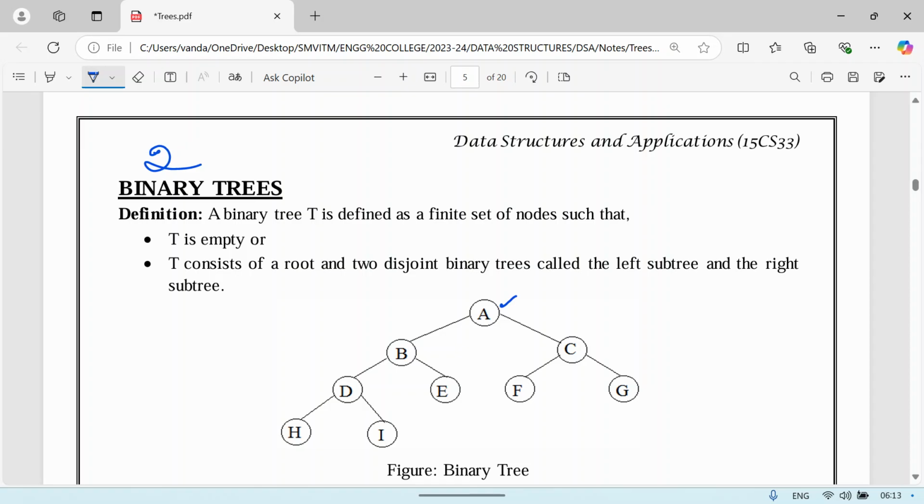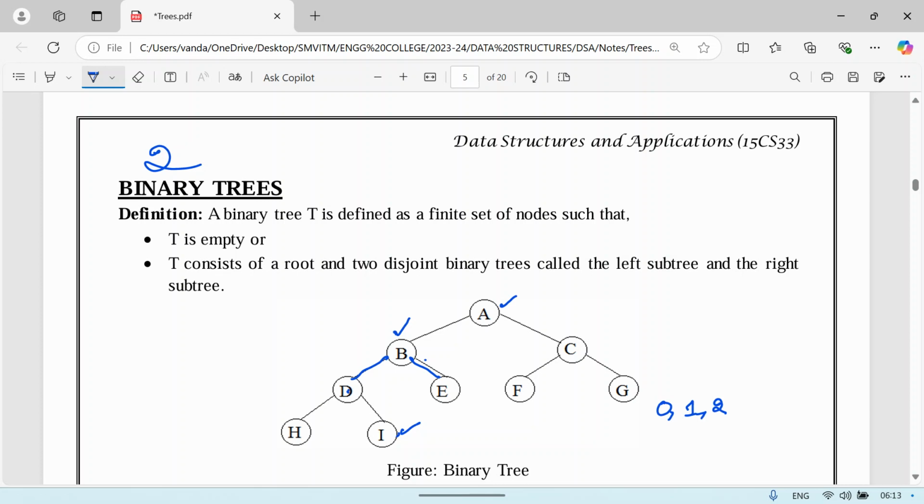See, for example, this one. B can be considered as a root, and it has two child nodes, D and E. I can be considered as a root too, and it does not have any child nodes. So the number of child nodes can be 0, 1, or 2. That can be considered as a binary tree.